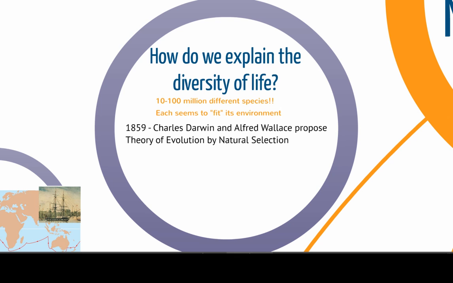So in 1859, Charles Darwin and Alfred Wallace proposed the theory of evolution by natural selection. And this is an explanation for how we get the diversity of life. Where did it all come from? And the theory has two main parts. Number one is the process. The process of evolution is the idea that organisms are constantly changing over time.